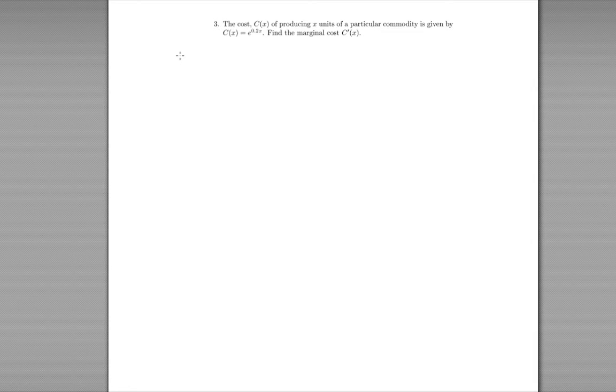So if C of x, as they give us, is e to the 0.2x, we're going to need to take this derivative with respect to x. Now, this looks like e to the power of x, more or less. So we would be inclined to just use the formula for the derivative of e to the power of x, but it's not quite e to the power of x. It's e to the power of 0.2x. So how do we deal with this?